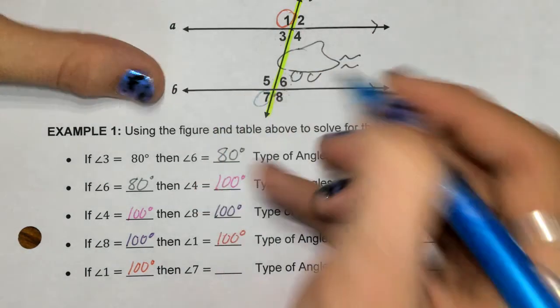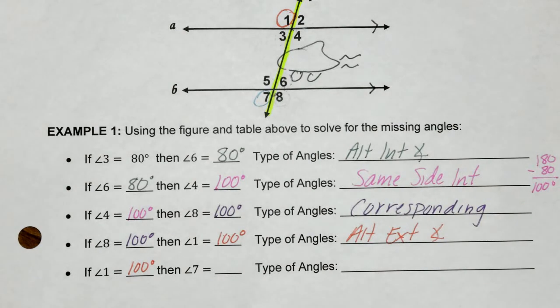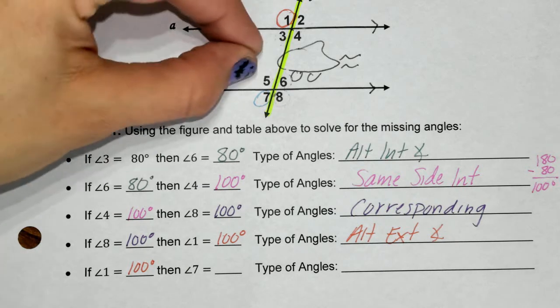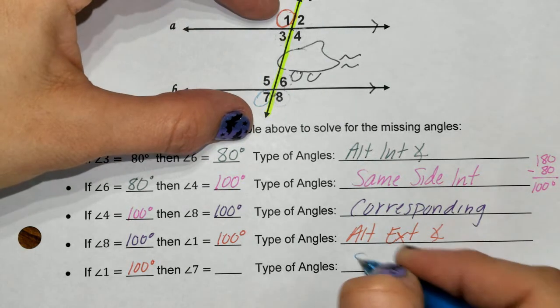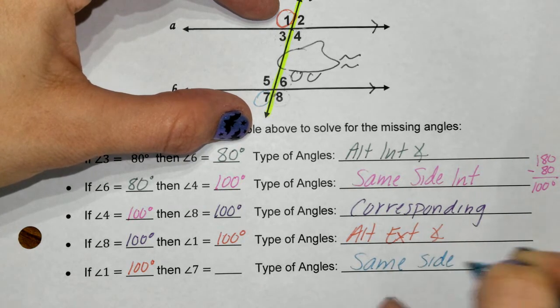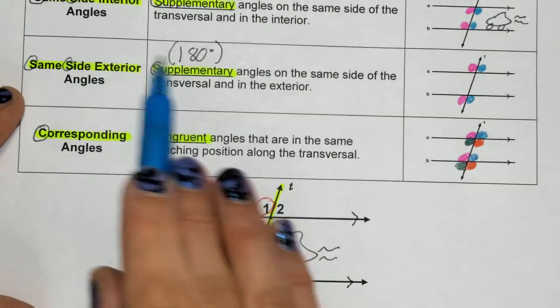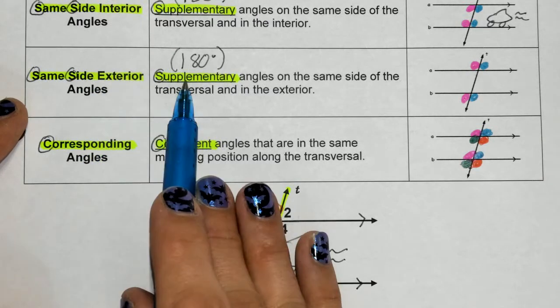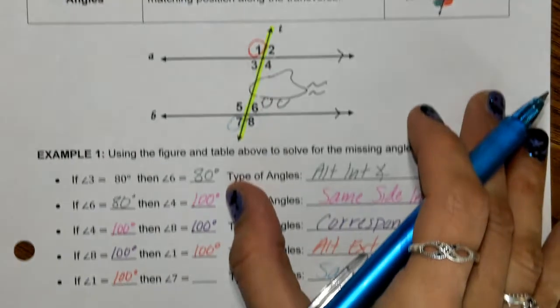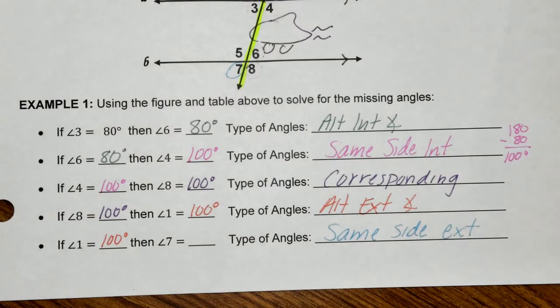So angle 1 and angle 7 here. I'm noticing that angle 1 and angle 7 are both to the left of that transversal, meaning they're same side. And I'm noticing they're both exterior. So we have same side exterior. And we look back at our chart, same side supplementary. So our same side exterior will be supplementary, meaning they add to equal 180 degrees. So again, we can just go to the side and say, okay, that 180, we're going to subtract whatever angle 1 is, that 100, and we're going to wind up with 80 degrees. So angle 7 will be 80 degrees.